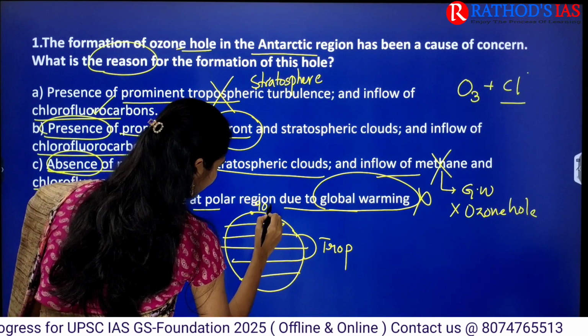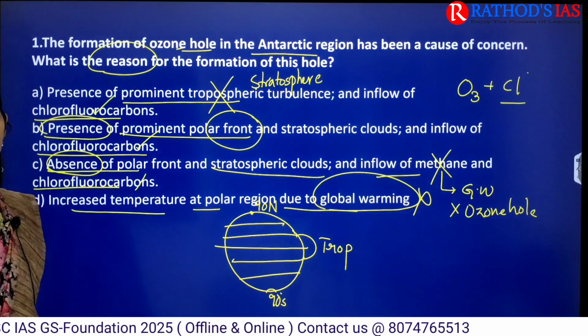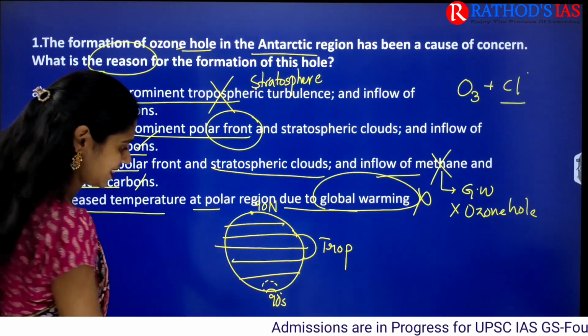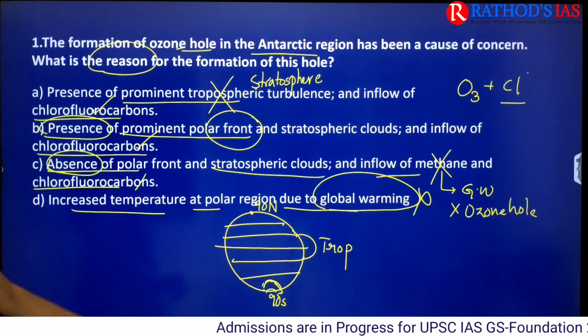So here we have 90 degrees north and here we have 90 degrees south. So where is Antarctica present? At this southern pole, yes or no? Here. So what happens if you see the pressure belts?